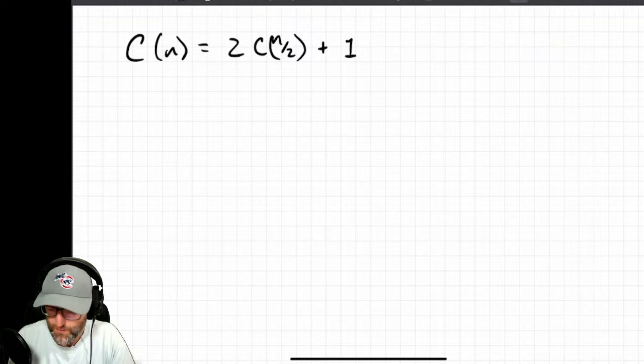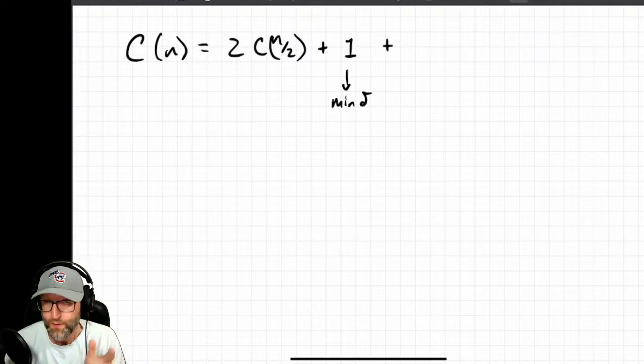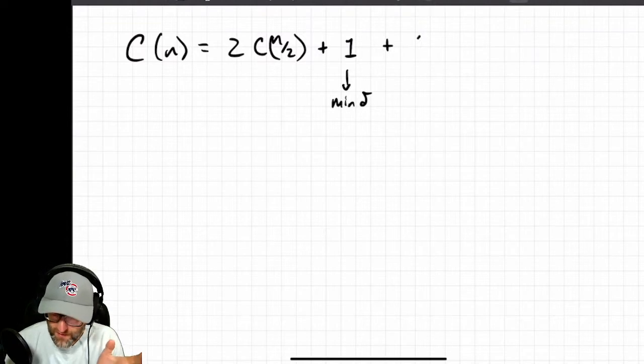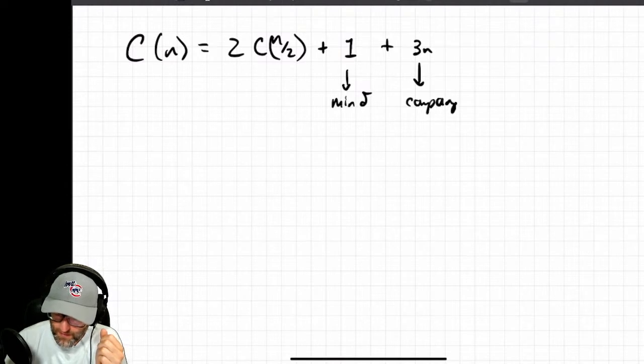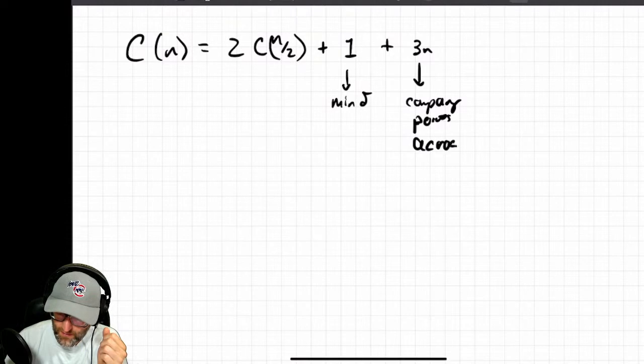Plus 1, all right, that's for determining the minimum delta, plus our non-recursive cost for making all those comparisons. Now again, 6n, or that could be as low as 3n, right? Whatever. This is for comparing points across the midpoint.